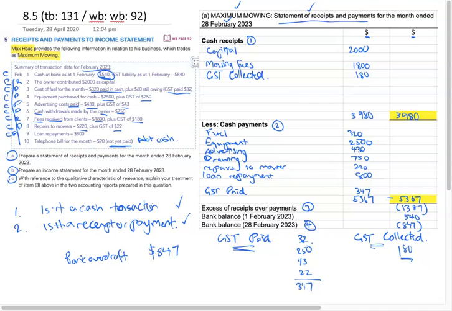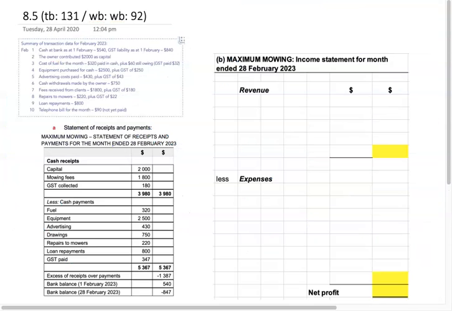Now, as an accountant, you should stop, even though this question doesn't ask you to do this, and go, is this good business? What is my advice? You've got a business that has lost cash for the month. Is this a good or bad thing? We don't know yet, but you might be able to give them some advice. We're not going to go through that now because we're now going to make an income statement.